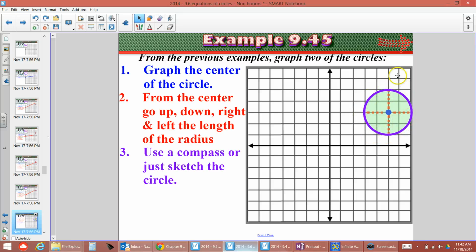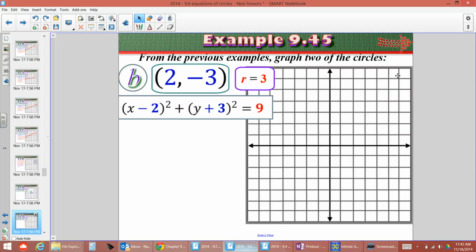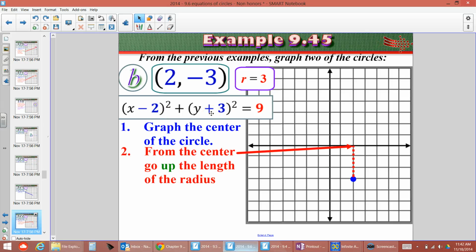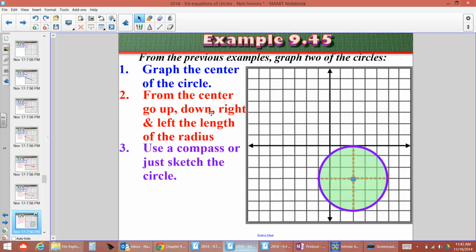If it squiggles in the middle here a little bit, it's not that big of a deal. Make it look as close to a circle as you can. Here we plot our point. We found the center was 2 and negative 3. So we go right 2, down 3. I count, the radius is 3, so I count up 3, down 3, left 3, right 3. Okay. And then I sketch the graph of the circle.